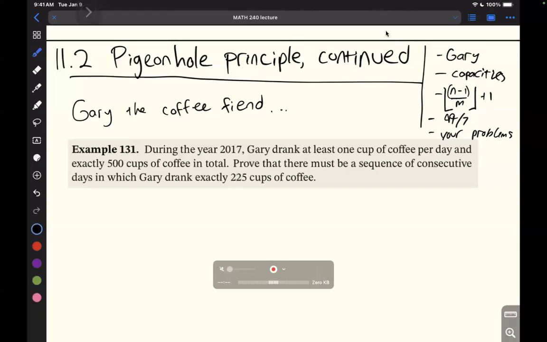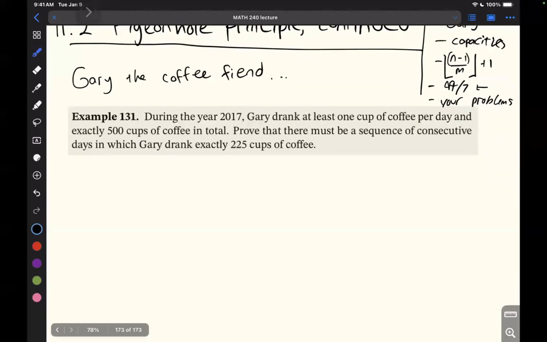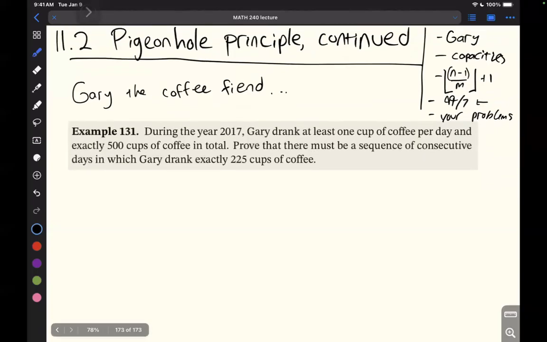All right. Thank you. Today we are continuing to talk about the Pigeonhole Principle. We will talk about Gary, the coffee fiend. We will talk about capacities of pigeonholes and a handy rule. We'll look at the problem of 99 over 7, and then we'll look at your problems, the ones that you gave to me at the end of class last time. So we'll talk about pigeons at Costco and cartons of milk and a flush of cards, etc.